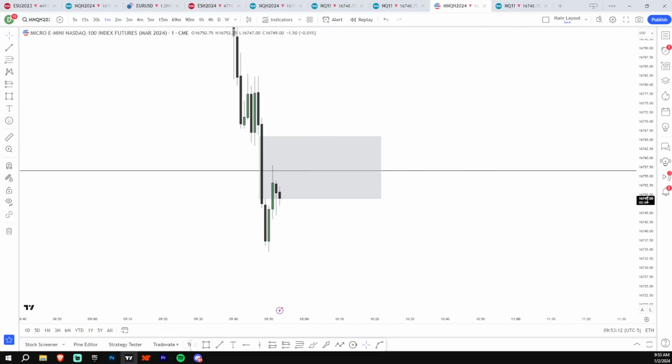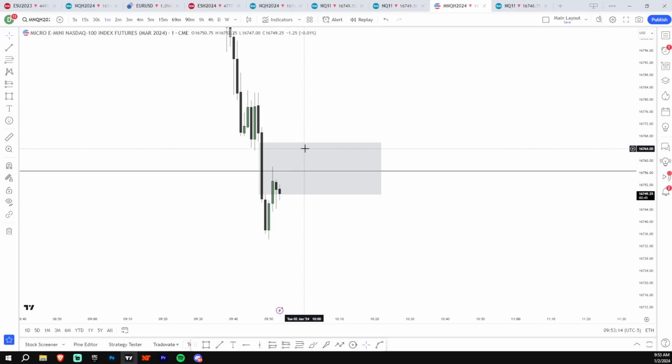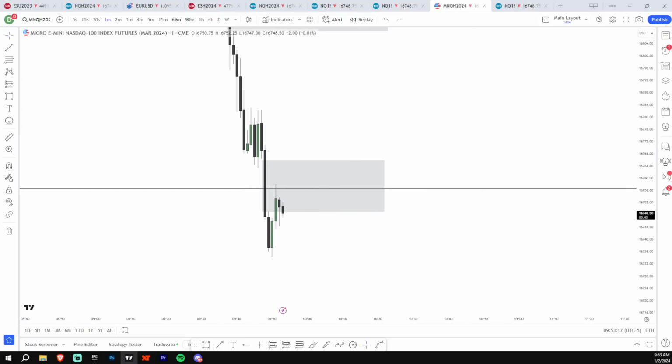Skibum, a good place to long would be if we inverse this. I would try this long. I'm not taking it though because I'm done. Why would I take that? But it's still a good setup if we get it.